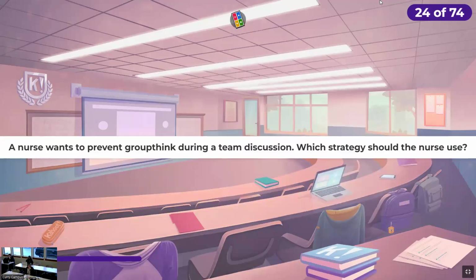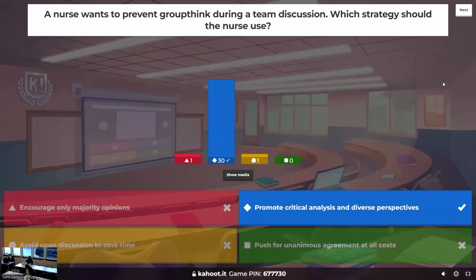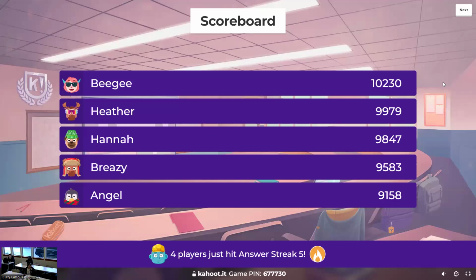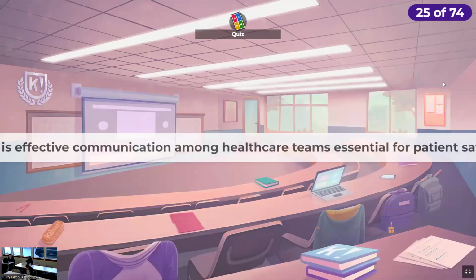A nurse wants to prevent groupthink during a team discussion. What strategy should the nurse use? Avoid open discussion to save time. All right, almost everybody got it right. Promote critical analysis and diverse perspectives.